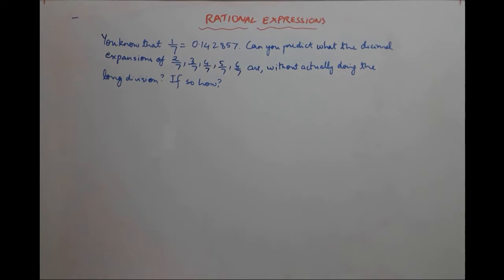0.142857. Can you predict what the decimal expansions of 2 upon 7, 3 upon 7, 4 upon 7, 5 upon 7, 6 upon 7 are without actually doing the long division? If so, how? We are asked if we can predict the decimal expansions of 2 upon 7, 3 upon 7, 4 upon 7, 5 upon 7 and 6 upon 7 without actually trying to do the long division. The answer is yes, we can predict. Let us see how.